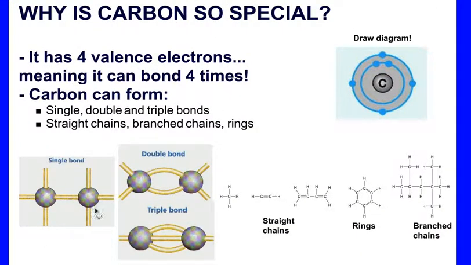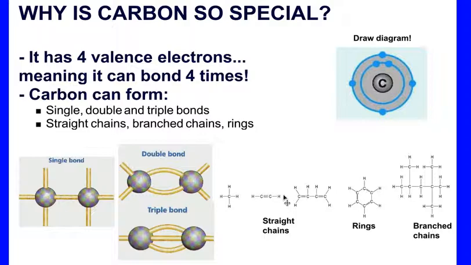So why is carbon so special? Well, the atom has 4 valence electrons. That means 4 electrons in its outer shell that can be used to make bonds. Because of those 4 valence electrons, carbon has the ability to form single bonds, represented with 1 line, double bonds, which is represented with 2 lines, and triple bonds, which are represented with 3 lines.